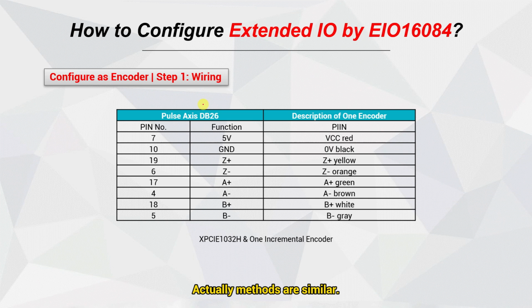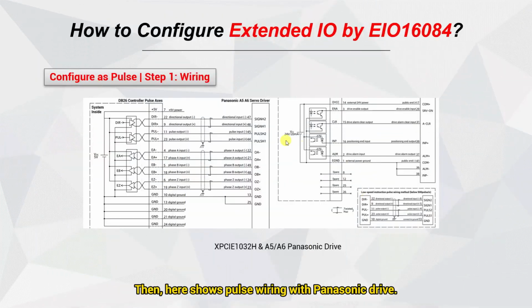Actually, methods are similar. Step 1, please do wiring. Here shows in wiring. Connect the card and the encoder correspondingly. Different encoders, please check the manual. Then, here shows pulse wiring with Panasonic drive.